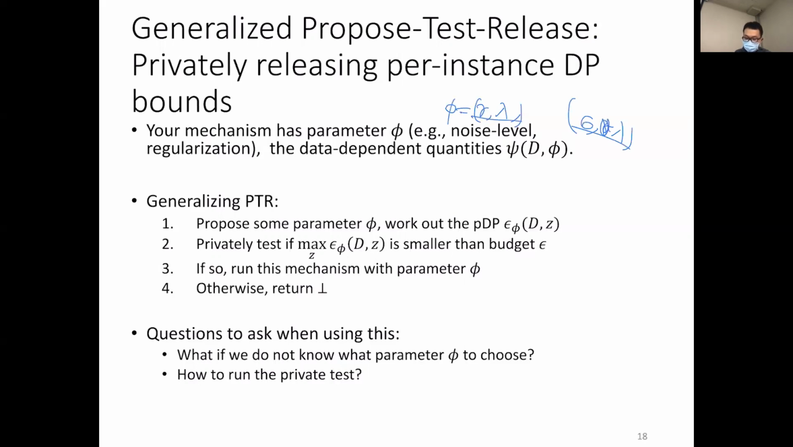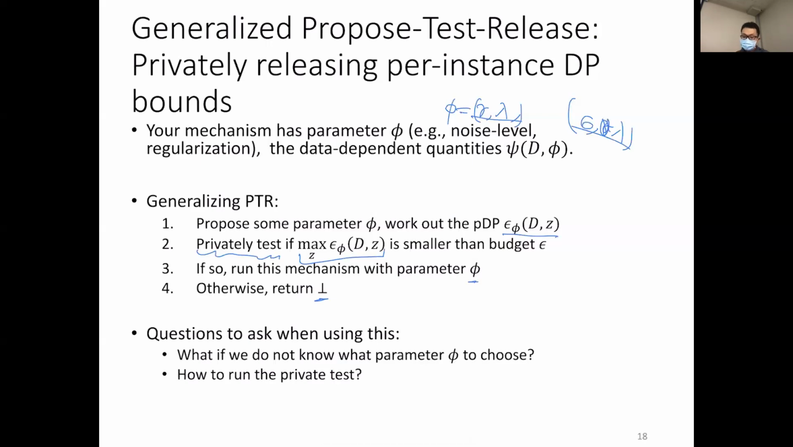And then the idea is that we propose this phi, and then we work out the PDP, and then we try to privately test if this PDP for all data sets is smaller than a predefined budget epsilon. If so, this private test would imply that this hyperparameter choice phi is valid, and then we can go on and run this mechanism with this hyperparameter choice phi. Otherwise, we've checked that this hyperparameter choice is not good, and we'll just decline to execute it.